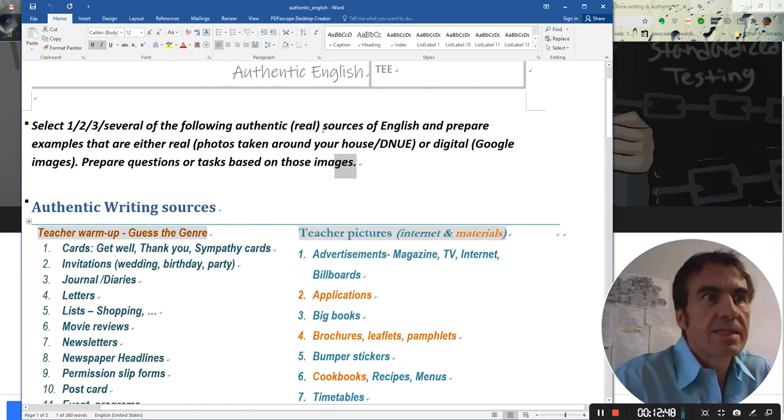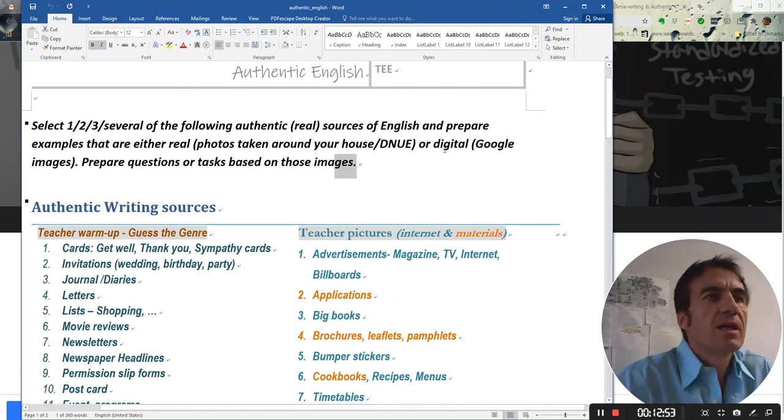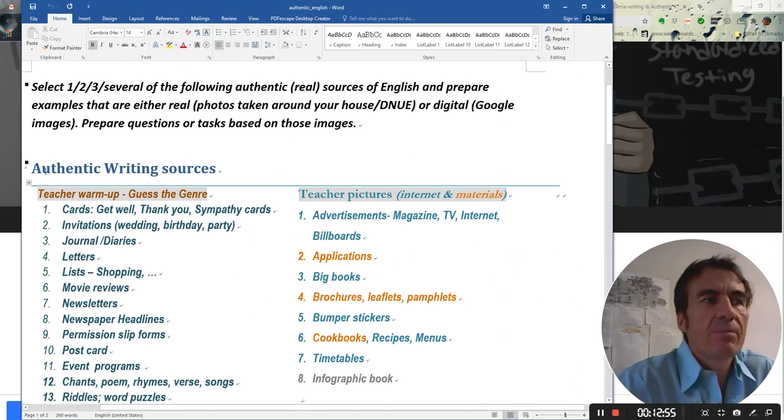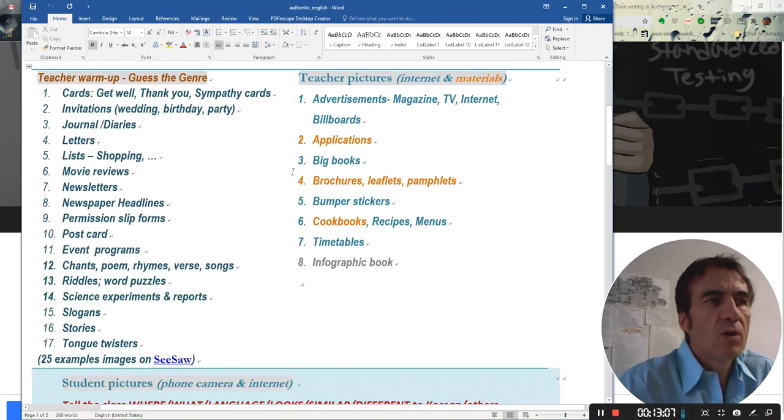So here is an example of things I've done on teacher training programs. These are examples of authentic writing sources. Now we're looking at output methods today. So looking at authentic output of writing, these are all sources of real English that you could use.